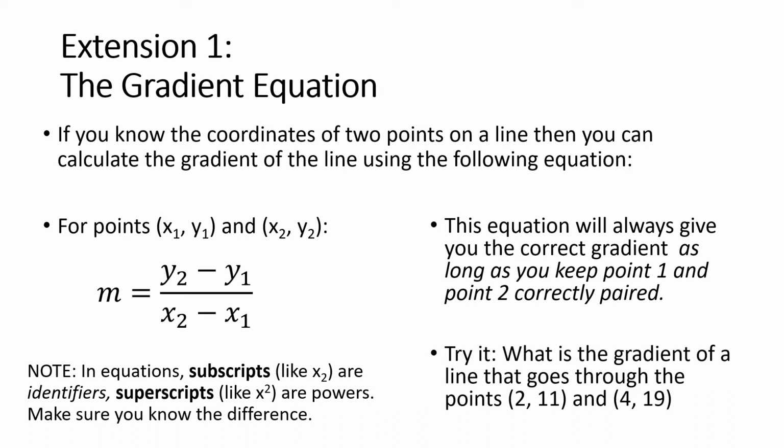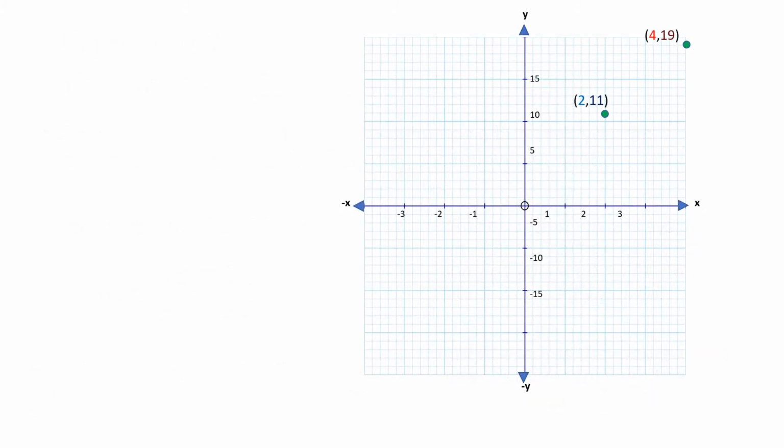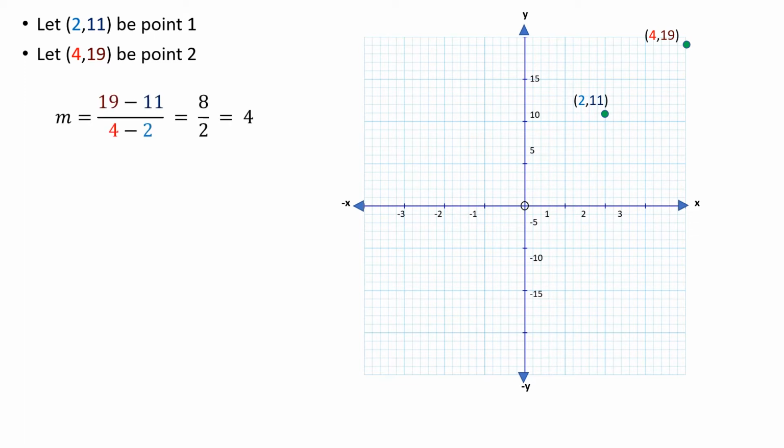Try it now. What is the gradient of a line that goes through the 2 points (2, 11) and (4, 19)? And we'll do this example on the next slide. So here are the 2 points that we plotted. Let (2, 11) be point number 1 and (4, 19) be point number 2. And then if we plug those numbers into the equation, 19 minus 11 over 4 minus 2 is 8 over 2, and 8 divided by 2 is 4.